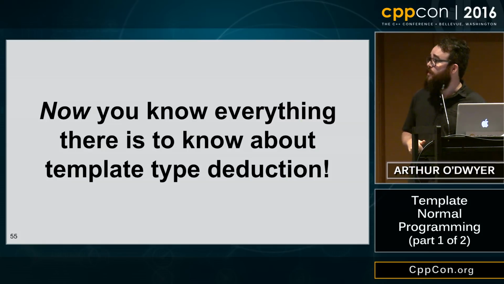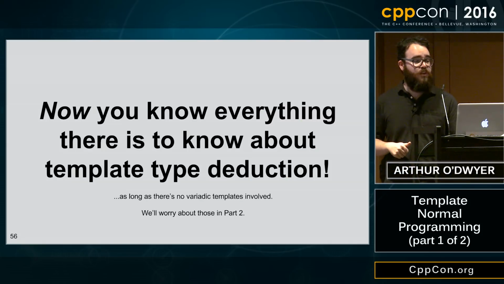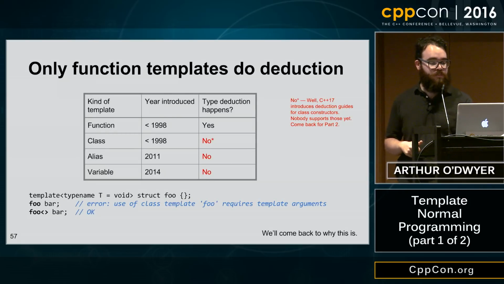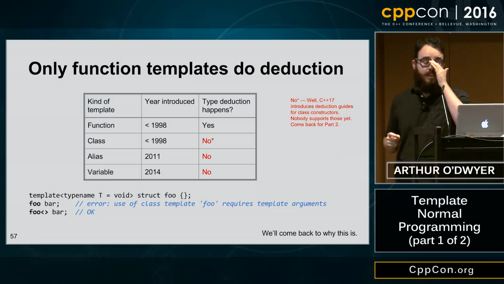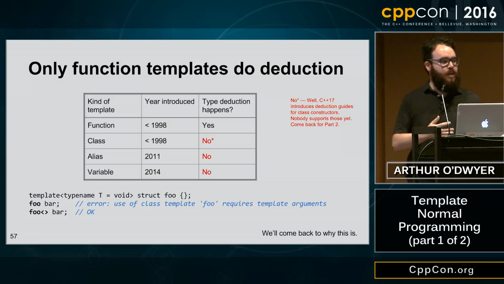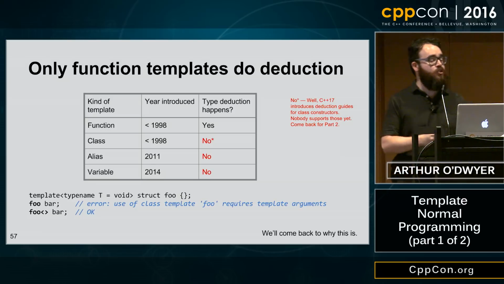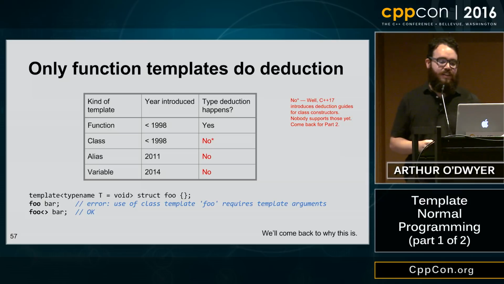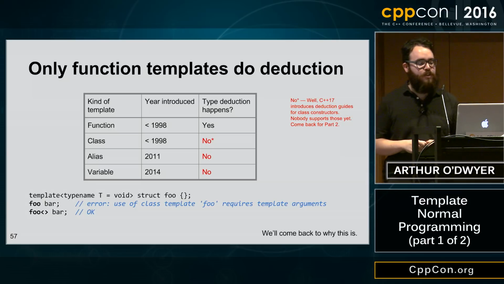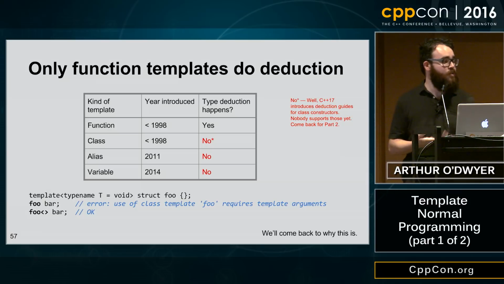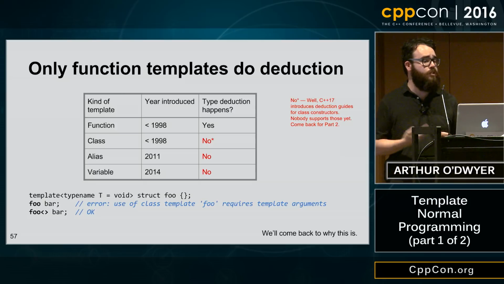Now you know everything there is to know about template type deduction, as long as there's no variadics, and luckily that's still reserved for part 2. Only function templates do this deduction thing, right? We talked a lot about how type deduction, in a nutshell, involved the function parameters contributing to the template parameters. So it only works for things with function parameters, and that's function templates. Does type deduction happen for class templates, alias templates, variable templates? No, it does not, because they don't have parameters. What would we deduce things from?